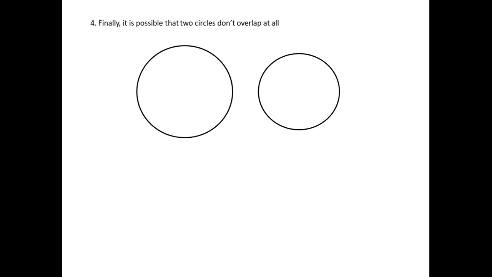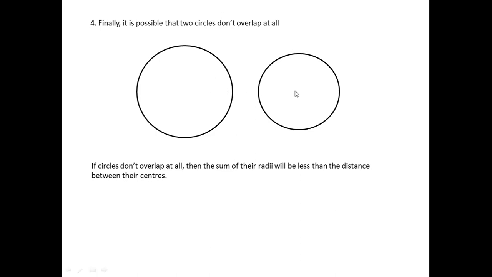Now, if 2 circles do not overlap at all, then the sum of their radii will be less than the distance between their centers. This radius plus that radius will be less than the distance between the 2 circles' centers. There it is in mathematical notation. Now, example number 6.